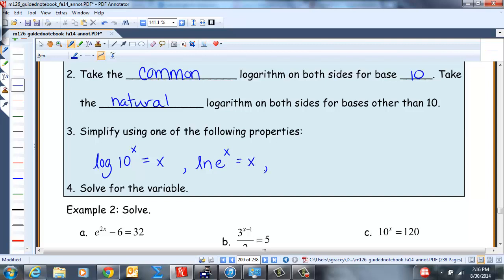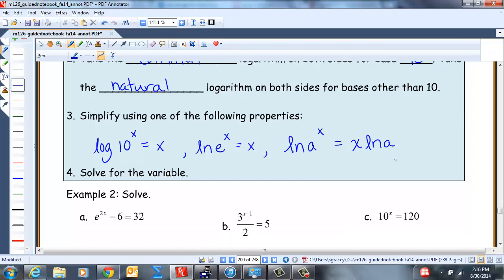Now, if you had a base other than 10 or e, you would have natural log, let's just call it base a to the x. But you can use the power rule to rewrite this as x times natural log of a. And if your expression that's in the power is more than one term, make sure you put parentheses around it. Okay, so let's check it out.